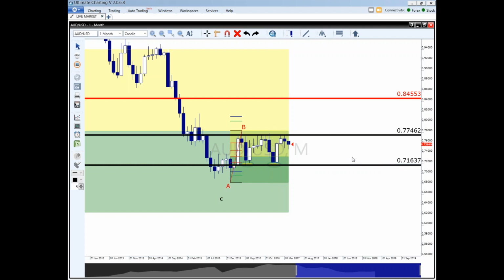If you want to take the large resistance and large support figures: large resistance 0.77462, large support 0.71637. This would be a sideways consolidation range of upwards of 500 plus pips, which is a large consolidation. And the D extension is at 0.84553. If you want to take a screenshot of this, go ahead and type in a Y or a yes.